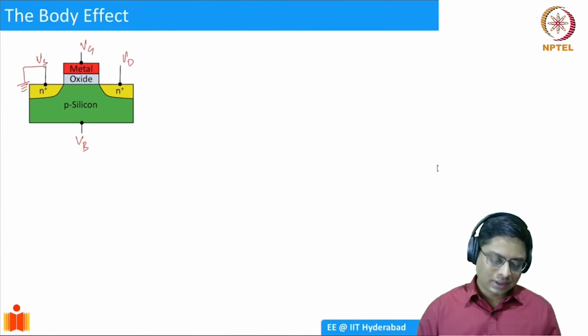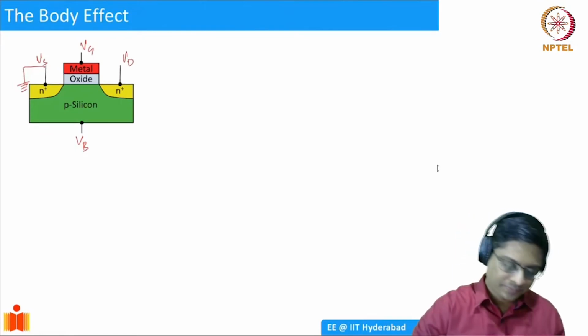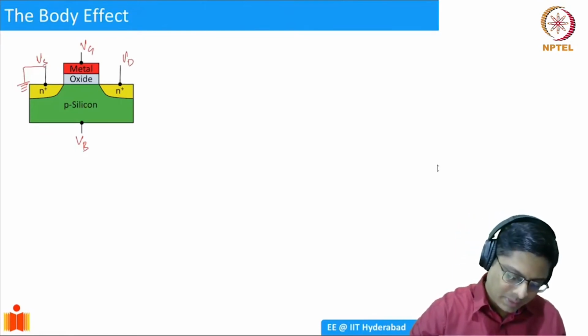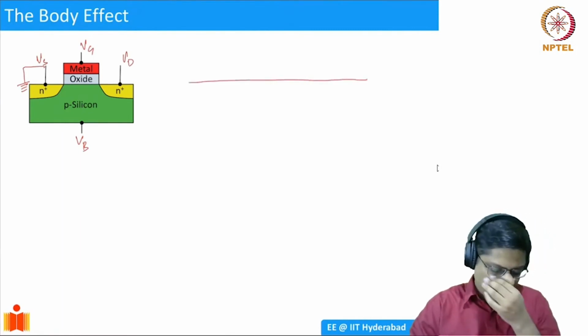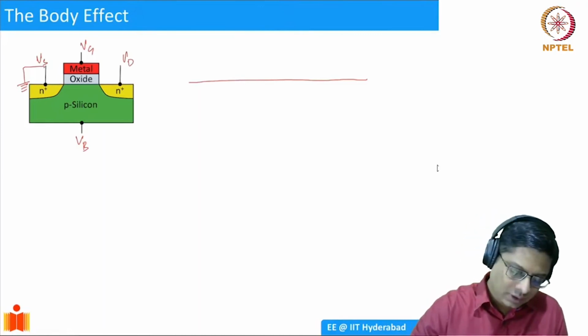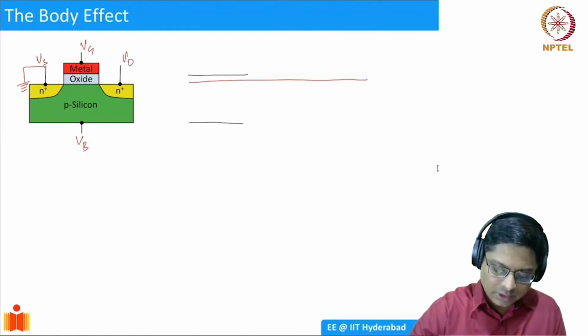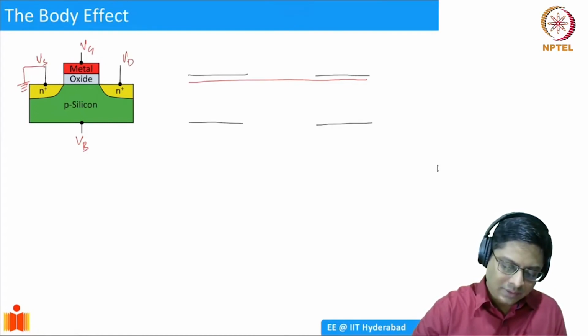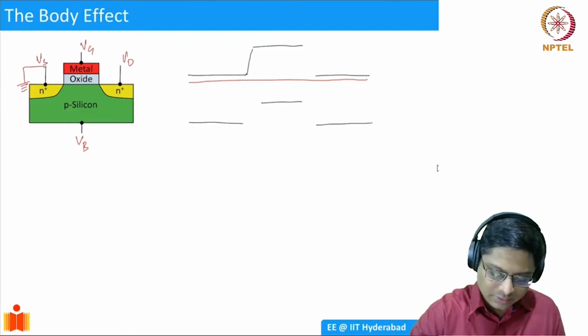The reason is, let's try to recollect how the current flows between the source and the drain. The current flows because there is a barrier. Let me go back to the energy band picture. Let me say I have a constant Fermi level. And then I have an N-type source, N-type drain, and then I have a P-type channel. Because of that, I have a band which is forming like this.